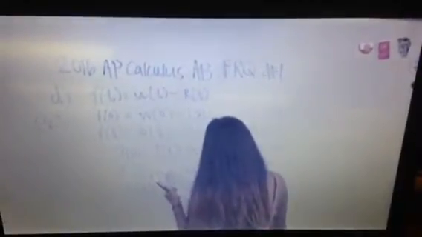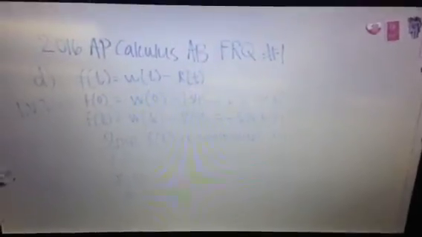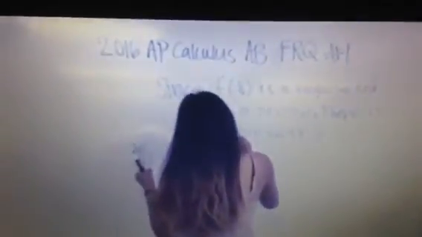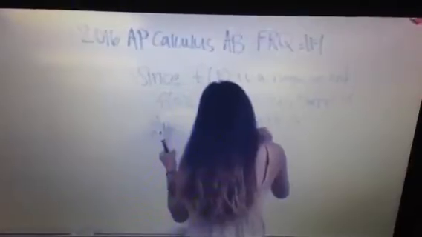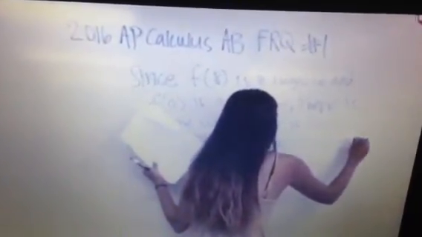If f of t equals 0, then W of t minus r of t must equal 0. Then that must mean that W of t equals r of t, since they are both 0. So your explanation for this will be, since f of 8 is negative and f of 0 is positive, there is a time when the rate at which water is pumped in equals the rate at which it is removed.